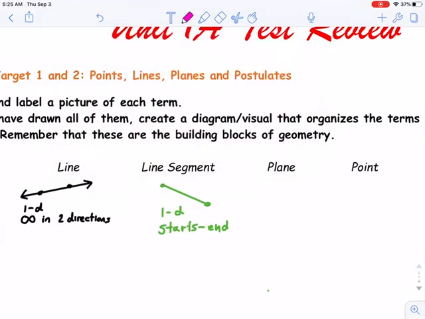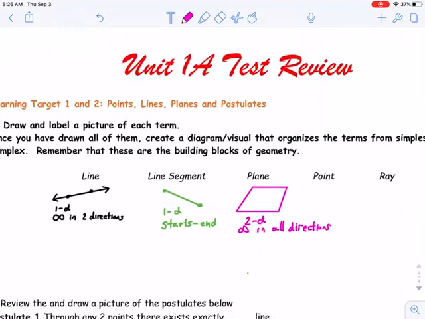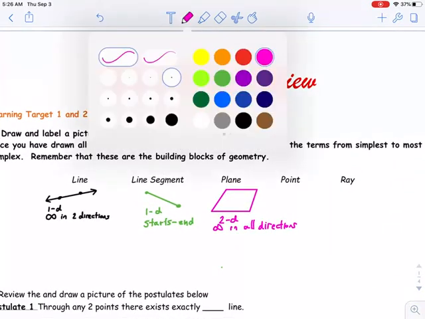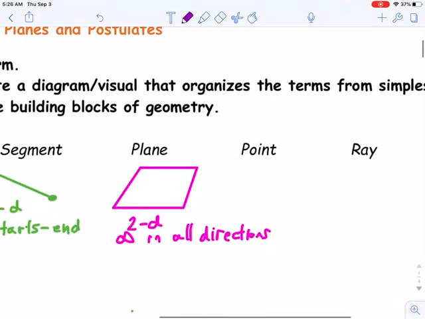A plane exists in two dimensions. All right, think about an infinite amount of lines just stacked up on each other. So it goes in two dimensions, and it goes infinite in all directions. Kind of hard to draw going infinite in all directions, but it does. Then a point is just boop right there. This is actually 0 dimensions. It doesn't have a length, a width, a height. It just represents an exact point in space.